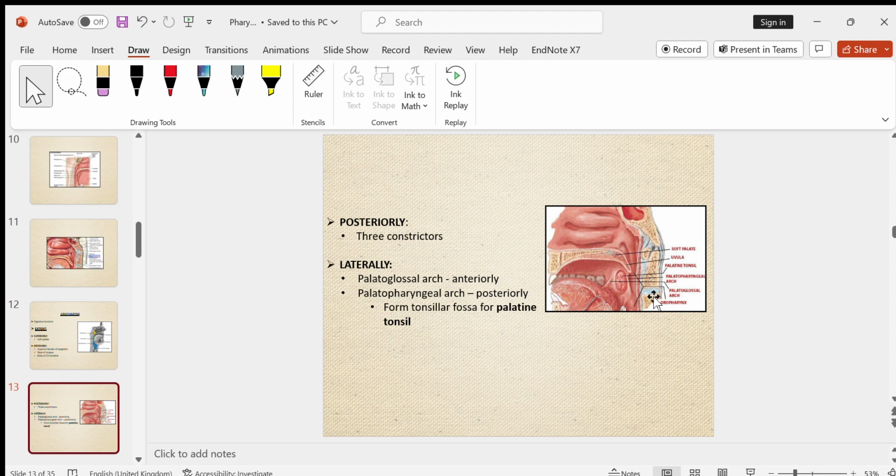Posterior to the oropharynx are the three constrictors, which are the muscles of the pharynx. The circular muscles of the pharynx are the three constrictors. They are forming the posterior boundary of the oropharynx. And laterally, we have this tonsil called the palatine tonsil. This circle that you are seeing is the palatine tonsil. Anterior to the palatine tonsil is a fold that is called the palatoglossal arch, and posterior to this tonsil is a fold that is called the palatopharyngeal arch. So the palatoglossal and palatopharyngeal arches are enclosing the palatine tonsil.